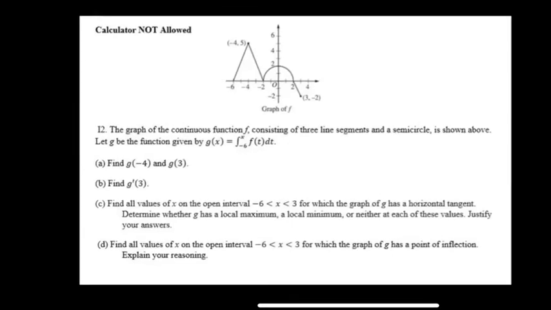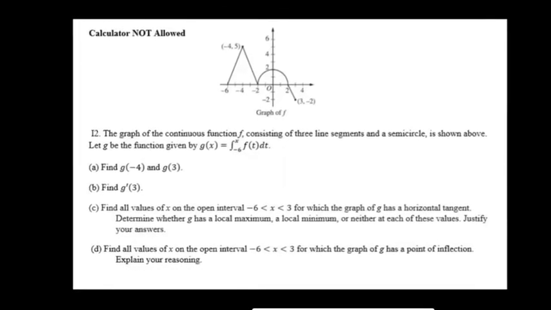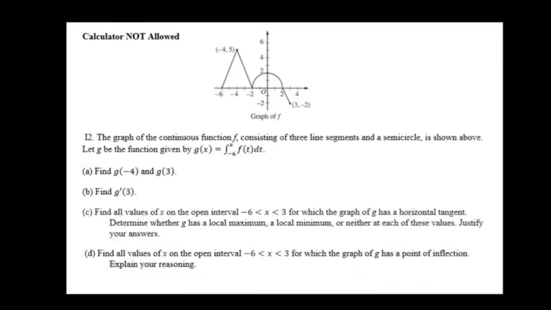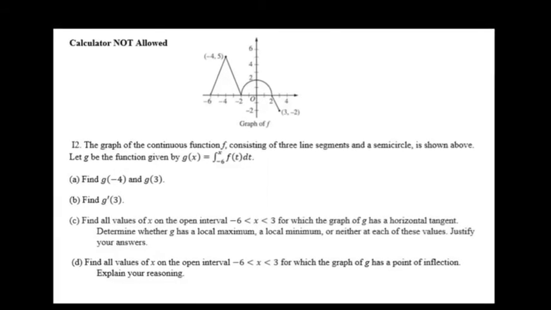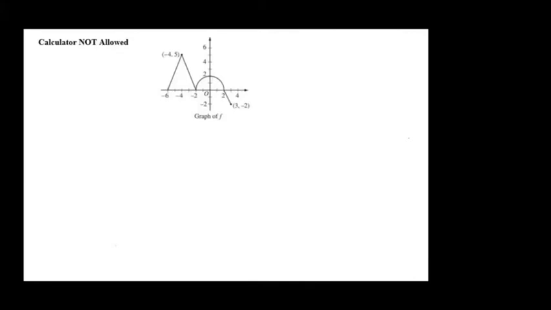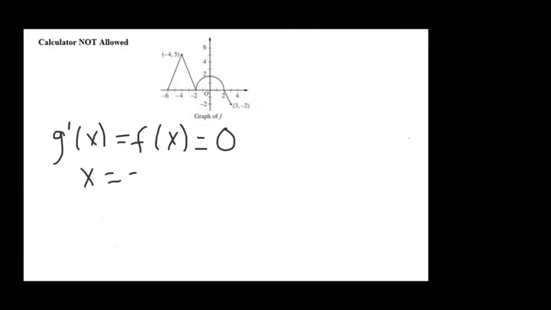For part C, find all values of x on the open interval from -6 to 3 for which the graph of g has a horizontal tangent. Determine whether g has a local maximum, a local minimum, or neither at each of these values. Justify your answers. G has a horizontal tangent line when g prime of x, which is equal to f of x, equals 0. And f equals 0 when x equals -2 and x equals 2. It is not equal to 0 at x equals -6 because it's an endpoint, so it's only equal to 0 from the right and not the left, so it can't be a local max or min.